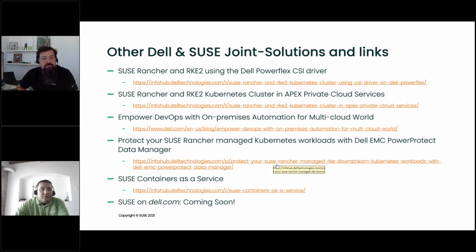All of those joint solutions and many more are part of the Info Hub, delltechnologies.com. That's the link right there, at the bottom where it says SUSE Containers as a Service. And we're also working with Dell marketing global teams to start populating Dell.com with SUSE material. So you are going to be able to start seeing SUSE in many places in the next quarter. That is also coming soon.